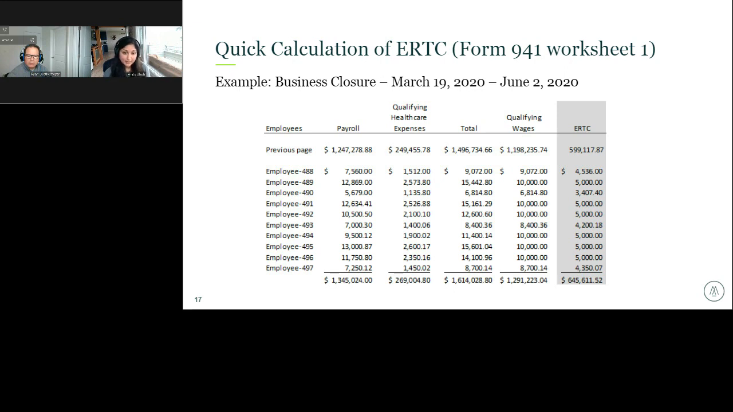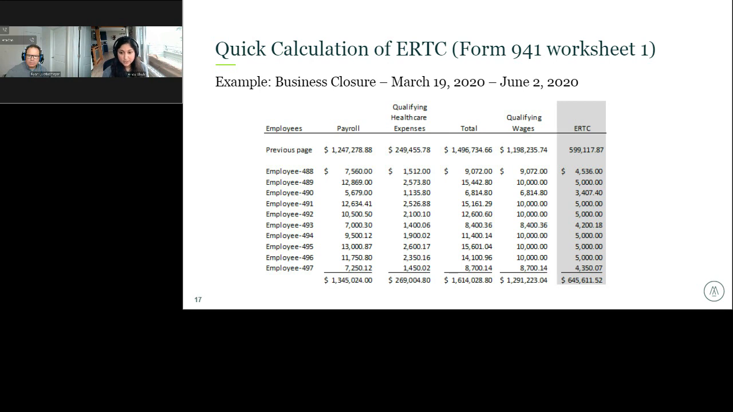Now for employee 489, you can see their payroll was higher. It was $12,869. Their healthcare expenses were $2,573.80. So their total wages are $15,442.80. However, the maximum amount that you can consider for qualifying wages is $10,000 in 2020. So the maximum ERTC you would get for this employee would be $5,000. If you look through the next few employees, for employee 490, their total qualifying wages were less than $10,000, so you calculate 50% of that. For 491, their total wages were more than $10,000, so you can calculate the maximum of just $5,000.